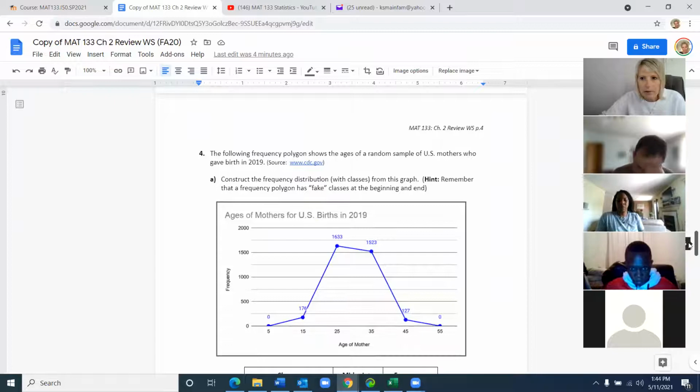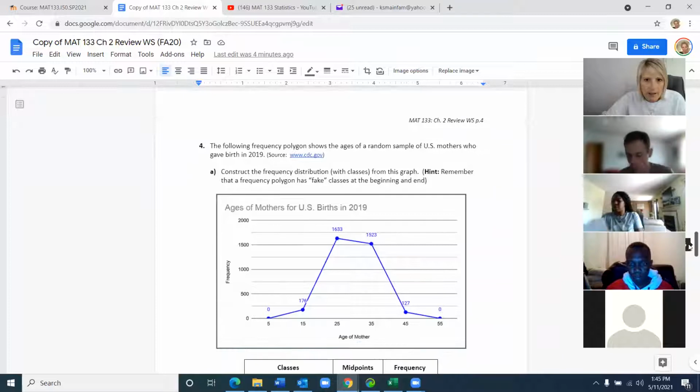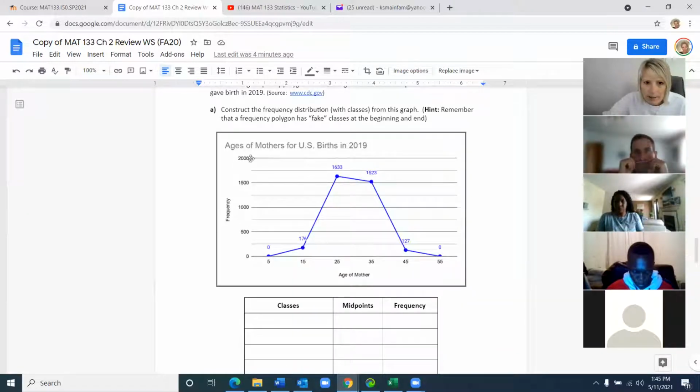The next problem, problem number 4 on the chapter 2 worksheet, is another graph. It is a polygon. We're going to look at one of these today in the chapter 2 notes. I'll make sure I go over it with you as well. A polygon has a different kind of setup as far as these values. So the 0, the 176, the 1633, the 1523, the 127 and 0, those are marked, those are frequencies. So the number of US births, so women, and the number of births at the age of the mother.